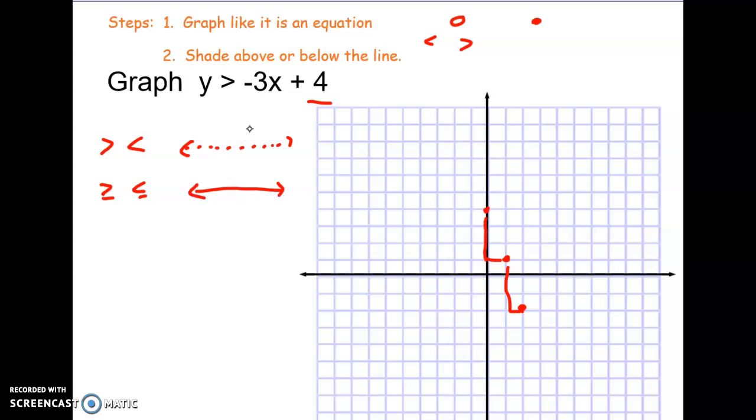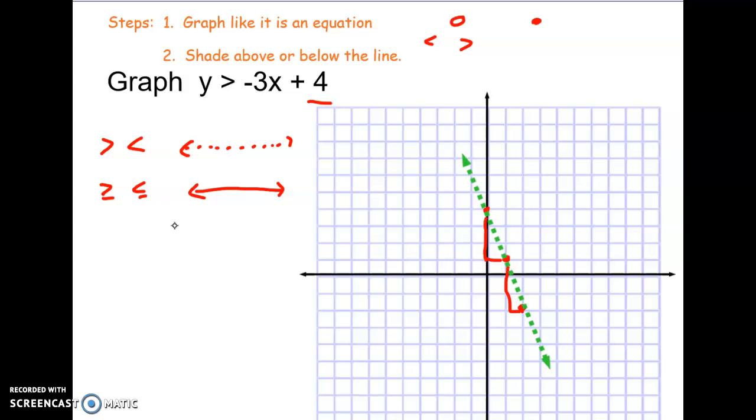I mentioned that here because this is just a greater than symbol. So when I draw my line, I want to draw a dashed line because the points on the line do not represent actual answers. So I'm going to draw a line through those points like normal, but dashed, because those points on the line do not count for this inequality.